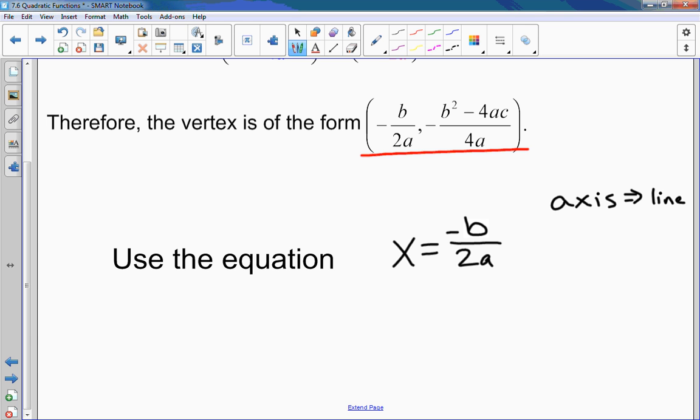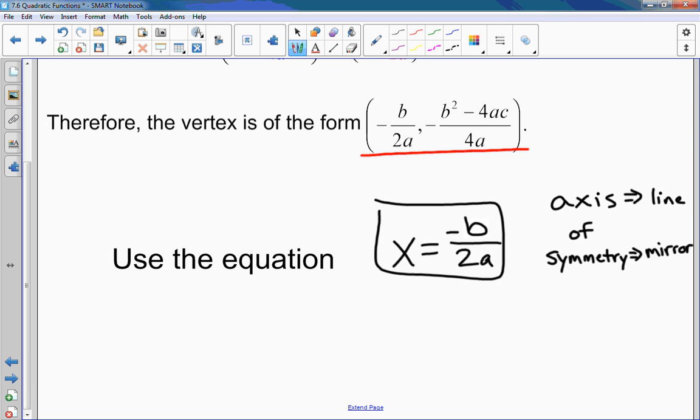The axis of symmetry. Symmetry, if you remember from geometry, something that is symmetrical means it's the same on both sides. So it's the line that basically serves as a mirror. If we were to cut the graph in half, we would see the exact same thing on the right-hand side and the left-hand side of that graph. So we're going to remember this equation for the axis of symmetry.